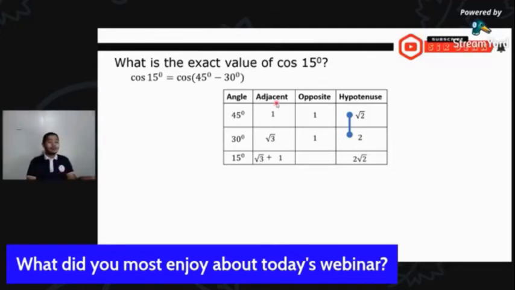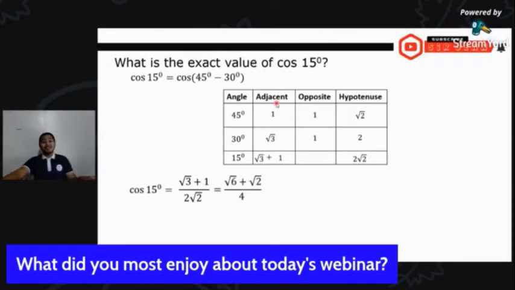Now, cosine of 15 will be equivalent to adjacent, so that is square root of 3 plus 1 over hypotenuse, which is 2 square root of 2. So what we're going to do here is to simplify this one. We rationalize that fraction. We multiply the numerator and the denominator by square root of 2 over square root of 2. No worries, we are not changing the value simply because we are just multiplying that fraction by 1. Square root of 2 over square root of 2 is equivalent to 1, so we are actually applying the identity property of multiplication. In that case, that would be square root of 6 plus square root of 2 all over 4.